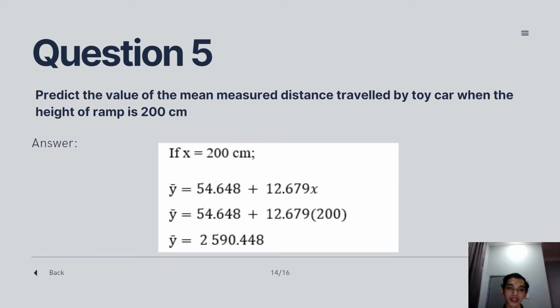Question 5. Predict the value of the mean measured distance traveled by toy car when the height of ramp is 200 cm. And the answer is, we change the x into 200 and we will get 2590.448. Okay, that's all for me.